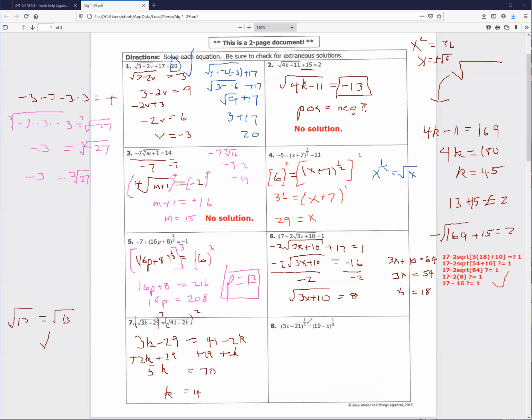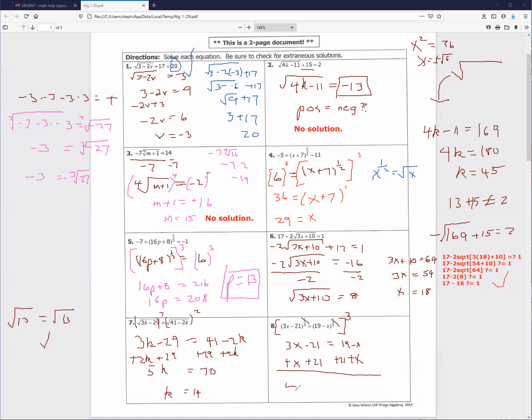Let's deal with a cube root. 1/3 power means we gotta cube both sides. We're gonna cube everything. All right. Doesn't really change the question. We're still just stripping away the 1/3 here. 3x minus 21 equals 19 minus x. All right. So we'll add x to both sides, bring the x's to the left. And while we're doing that, we'll bring the loose numbers to the right.